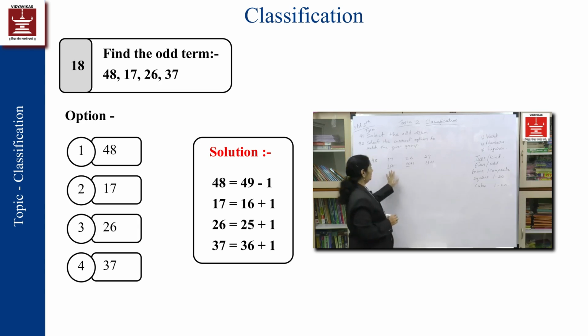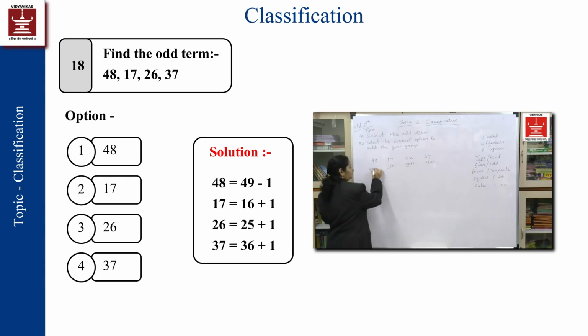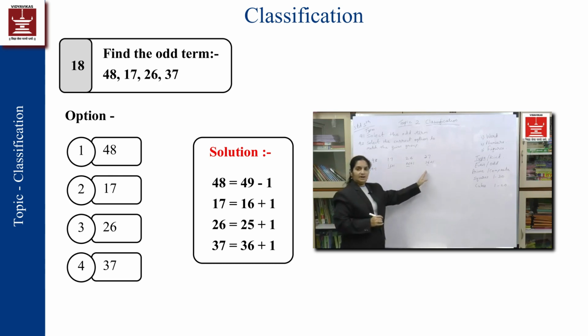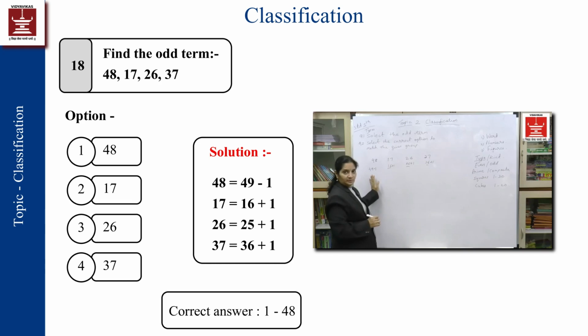So it was square plus 1, whereas 48 is square minus 1. It is not square plus 1. 49 was a square, so it was 49 minus 1 and not plus 1. So these three are similar and this is the odd term.